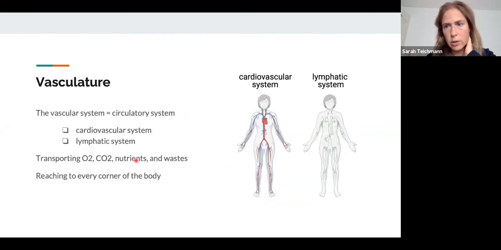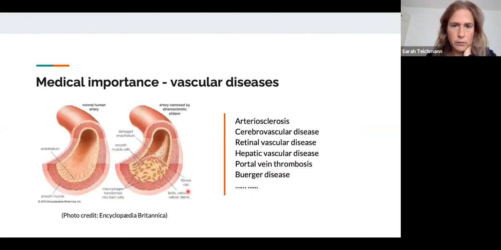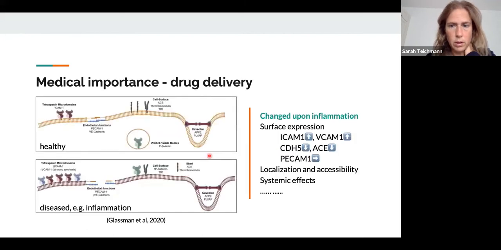And of course, every single one of those contains cellular components of the vasculature, both the cardiovascular and the lymphatic system. So this data provides a rich playground for mining information about these systems. And of course, there's huge medical importance to understanding the vasculature, as we're obviously in the meeting of the British Atherosclerosis Society. This includes atherosclerosis, but also many other diseases specific to individual organs. In addition, there's the relevance for understanding and predicting drug delivery and how this could change upon, for instance, disease information, in terms of localization and accessibility of drugs.